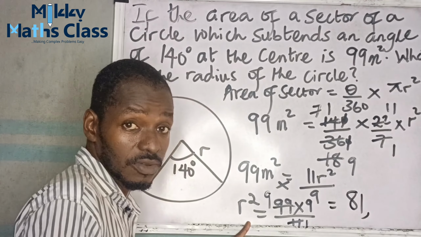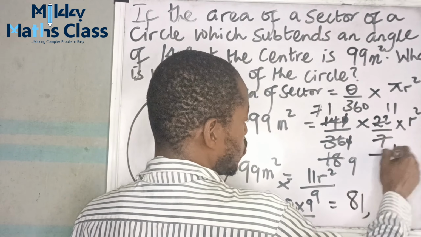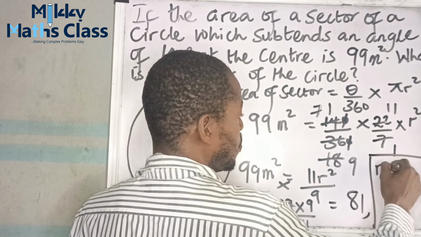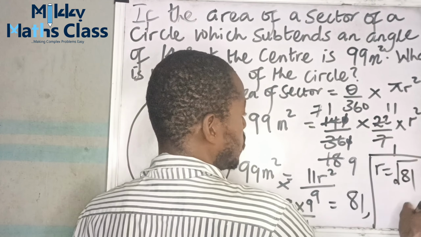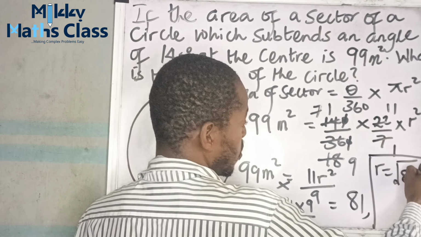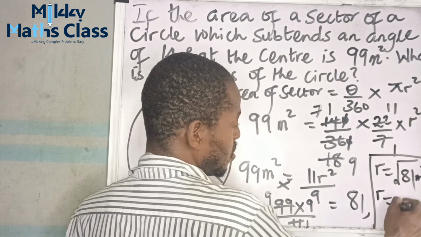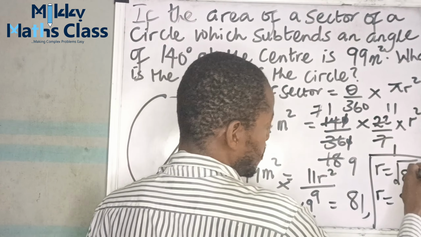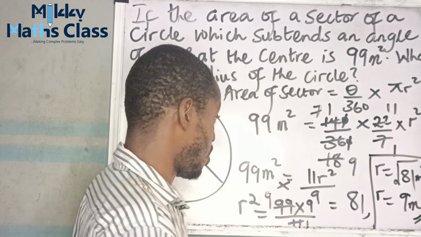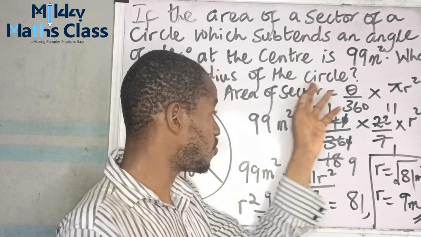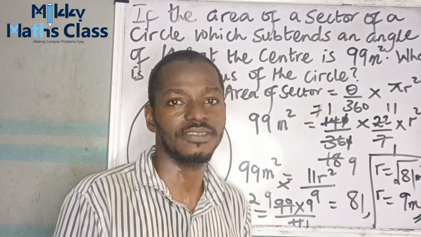We are not interested in r square. We are interested in r. So our r here will be equal to the square root of 81 meters squared. So our r is equal to square root of 81, which is 9 meters. So the radius of the circle is 9 meters.